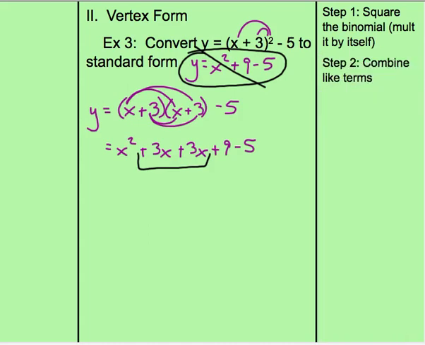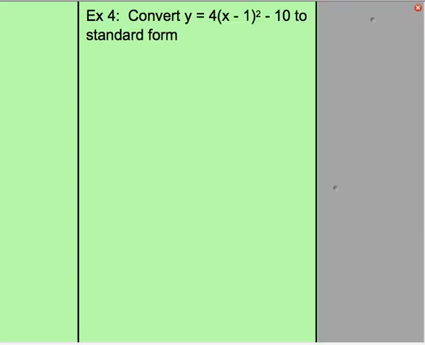And my last step is to combine my like terms. So I have x squared, and again, make sure that you start with your squared term first, then your x terms, 3x plus 3x is 6x, and your constant is last, 9 minus 5 is 4. We'll get a couple more of these because, again, this is a bit more complicated than the factored form.